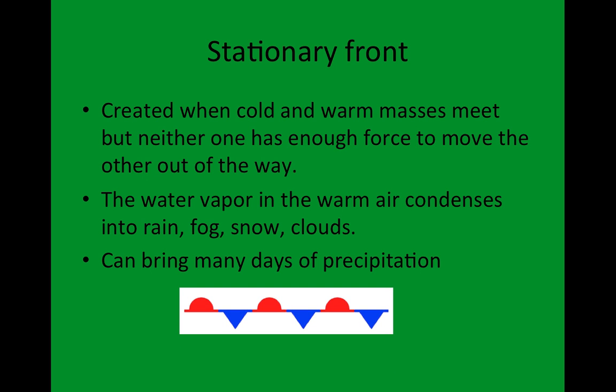The third type of front is a stationary front, which is created when cold and warm air masses meet, but neither of them has enough force to move the other one out of the way. The airflow on this type of front is going to be parallel to the front. The water vapor in the warm air is going to condense and it can form rain, fog, snow, or clouds. And it can bring many days of precipitation because the front's not moving anywhere, because it is a stationary front.